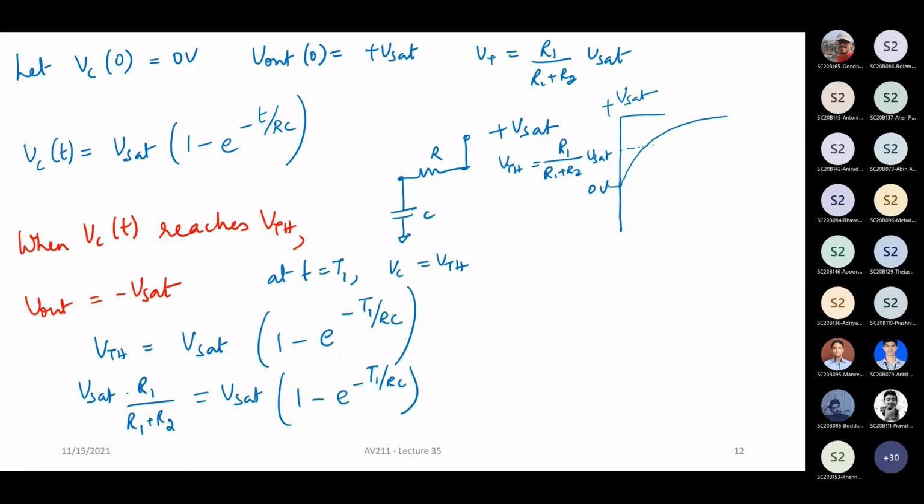Now, what is your T1? Let us calculate T1. In order to simplify things, let's define a factor beta, which is given by R1 divided by R1 plus R2, just to keep the expression less messy. So let's stop with this one.